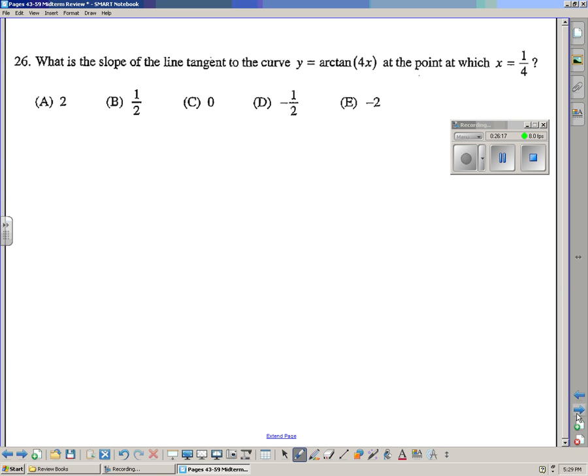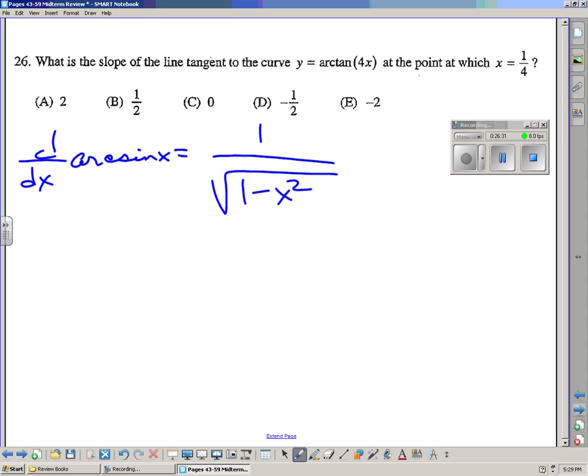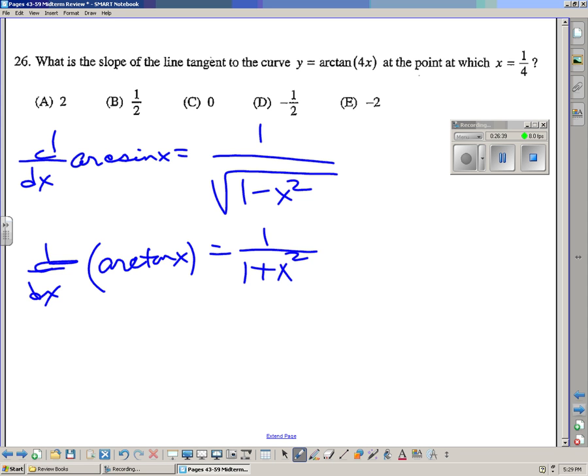26, what is the slope of the line tangent to the curve of y equals arctan 4x at the point at which x is equal to a 1/4? A little review here. The derivative of arc sine of x is 1 over square root of 1 minus x squared. Yes, you have to know this. The derivative of arc tan x is 1 over 1 plus x squared. That's what we'll use here.